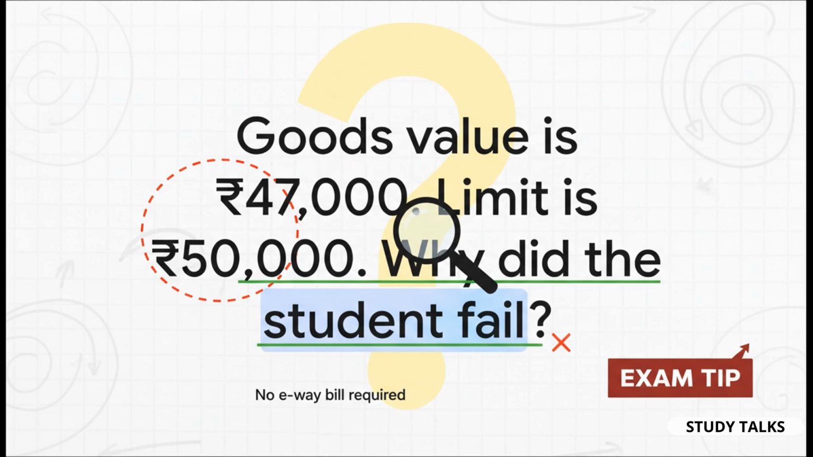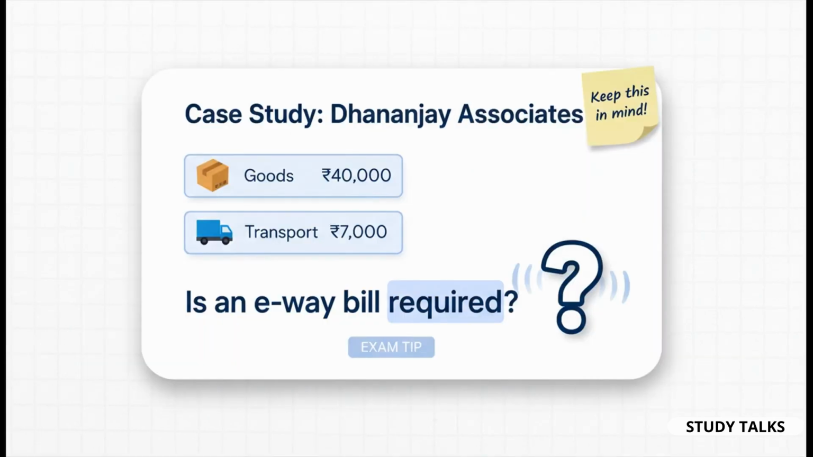And that exact line of thinking is where so many students lose easy marks. Stick with me, because by the end of this session, you'll understand exactly why that logic is flawed and how you're going to get it right every single time. To really get to the bottom of that trap, we're going to use this very typical exam-style problem as our guide today. So, we've got Nunjai Associates selling goods for $40,000 and charging $7,000 for transport. We'll come back and solve it completely at the end.